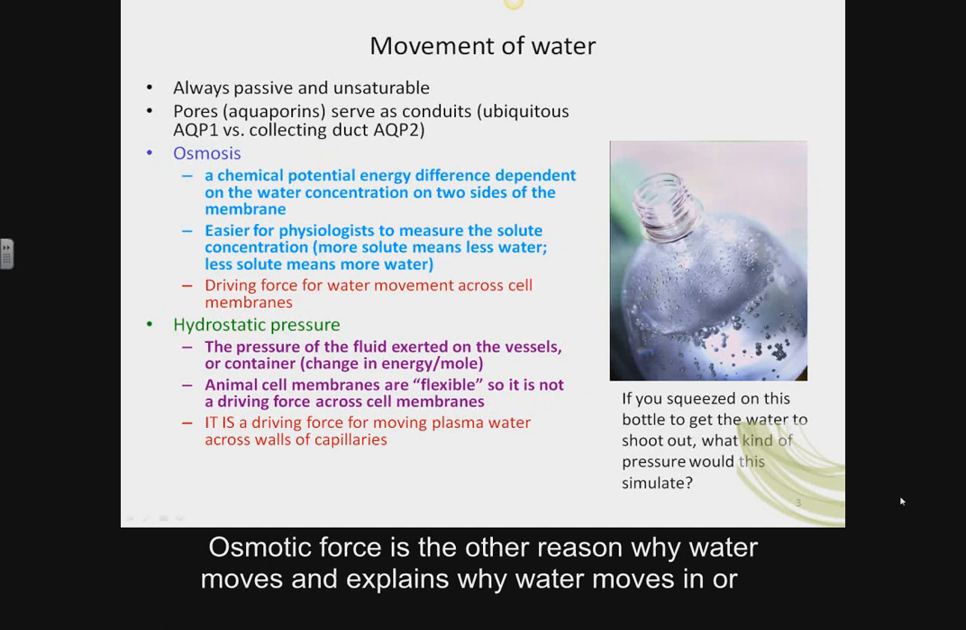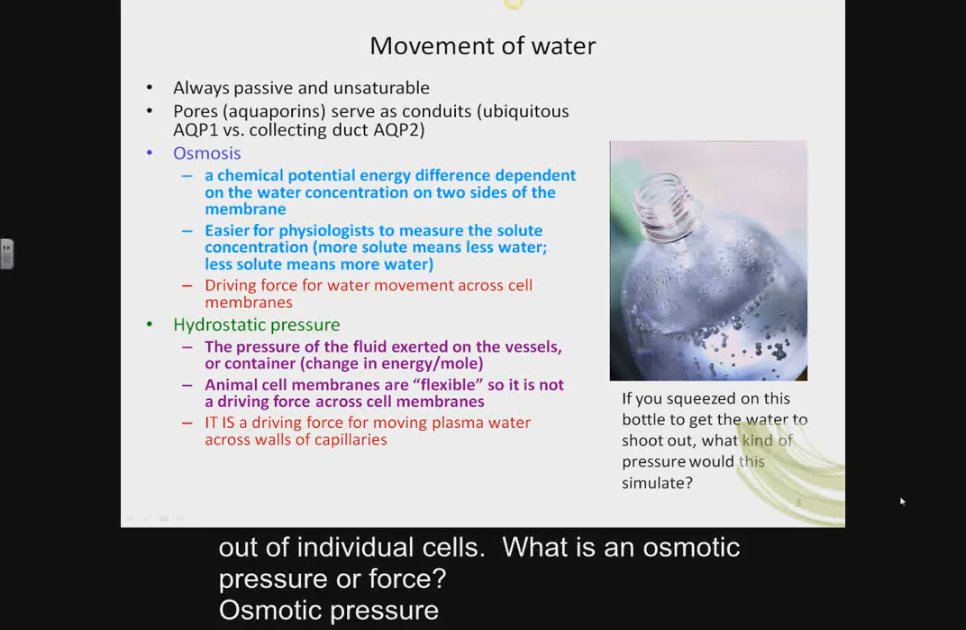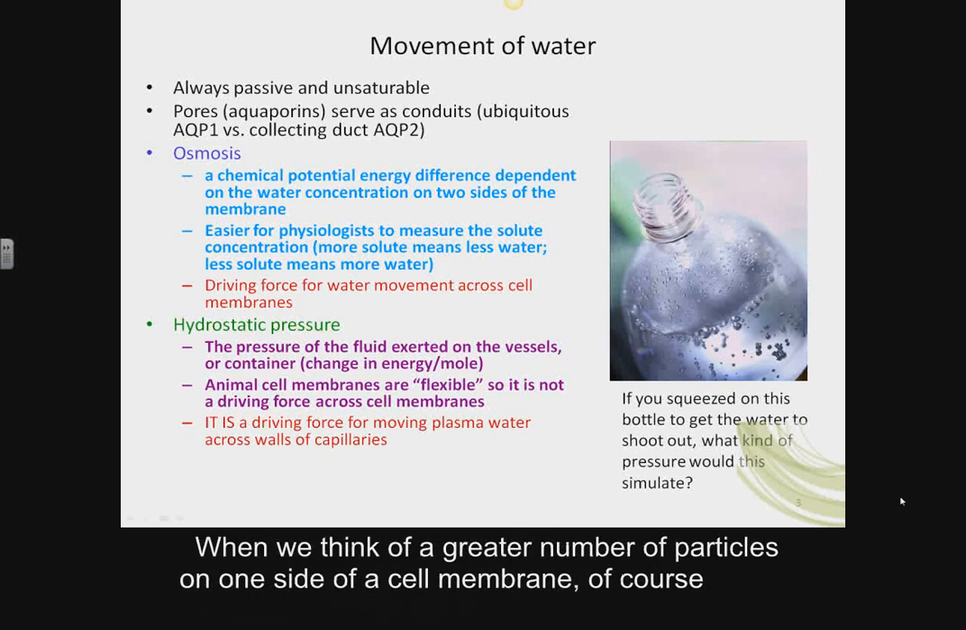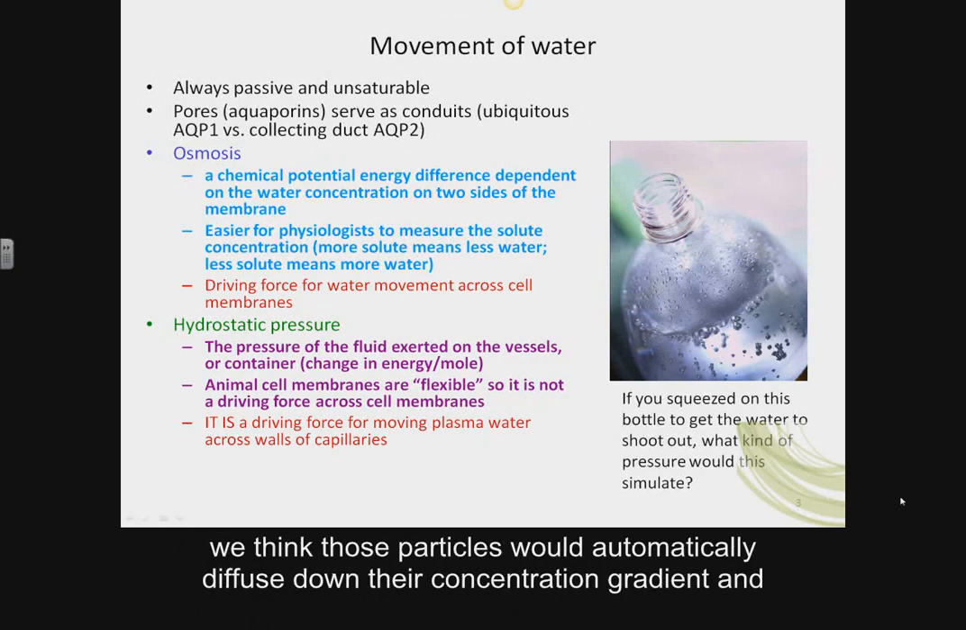What is an osmotic pressure or force? Osmotic pressure develops across cell membranes when there is an unequal number of particles per unit of volume. When we think of a greater number of particles on one side of a cell membrane, of course we think those particles would automatically diffuse down their concentration gradient and reach equilibrium.